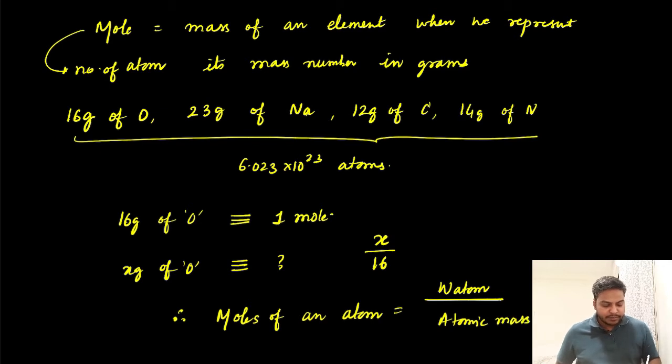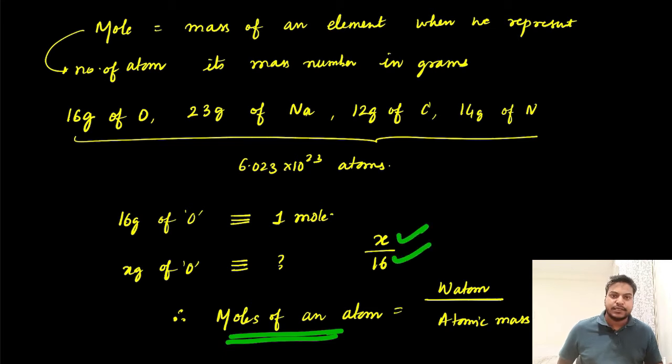In this case, the atomic mass of oxygen here is 16 and x is the weight of the oxygen given. So the number of moles of the oxygen would be x by 16. I hope that is making sense, everybody. So in short, wherever you come across the data, this is the first thing I want you to do.